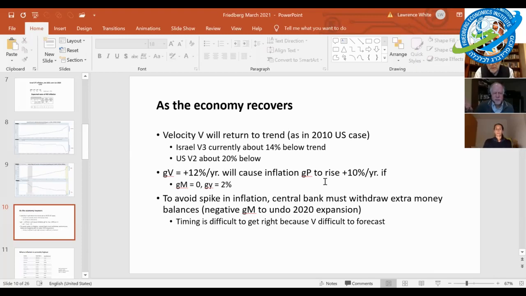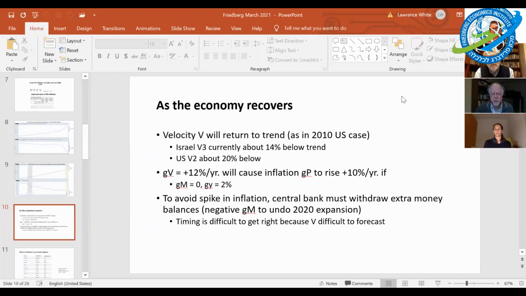If velocity rises by, let's say, 12%, that'll cause a 10 percentage point increase in the inflation rate, assuming 2% growth in real output. So to avoid a spike in inflation, the Bank of Israel and the Federal Reserve are going to have to withdraw the extra money they've been injecting. And it's difficult to get that timing right because velocity is difficult to forecast.